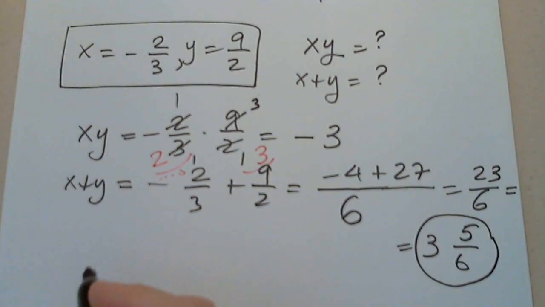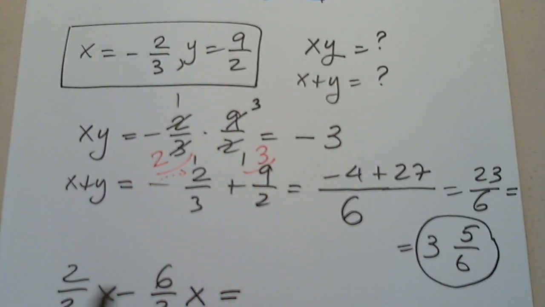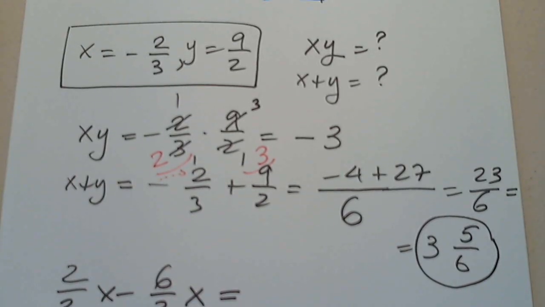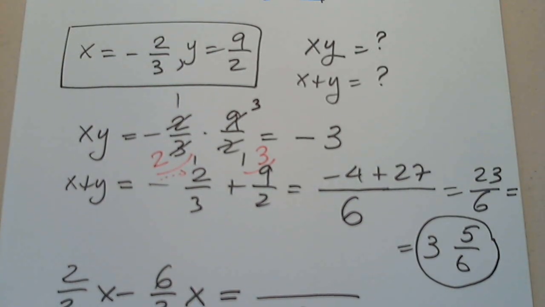How would you add 2/3 x minus 6/3 x? It's an easy situation. Why is it an easy situation in this case? Why is it easy? Because both fractions already have the least common denominator. They have the same denominator. So I only have to copy it.